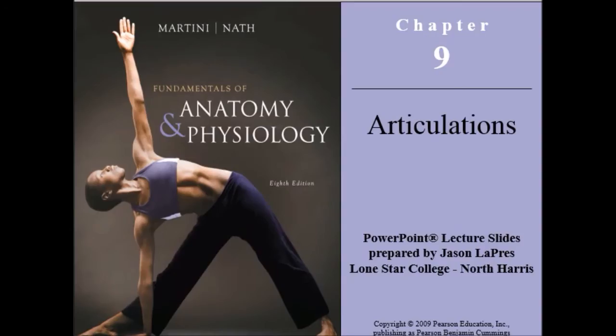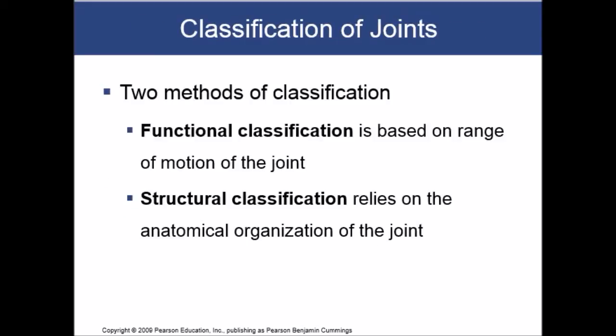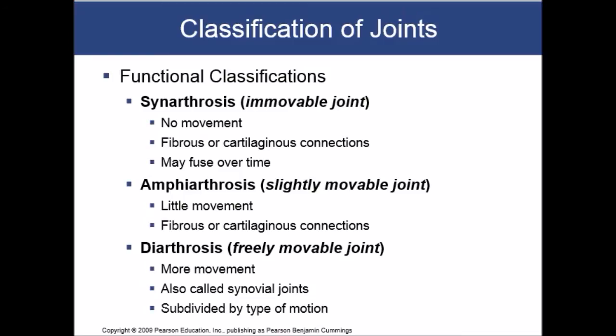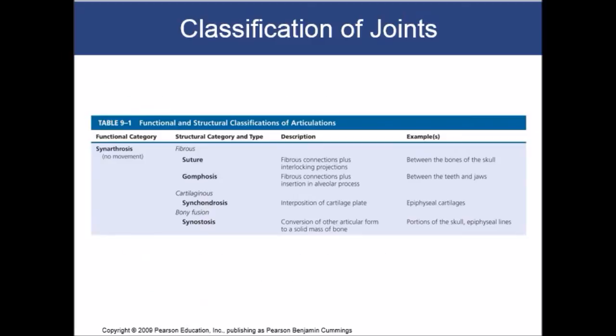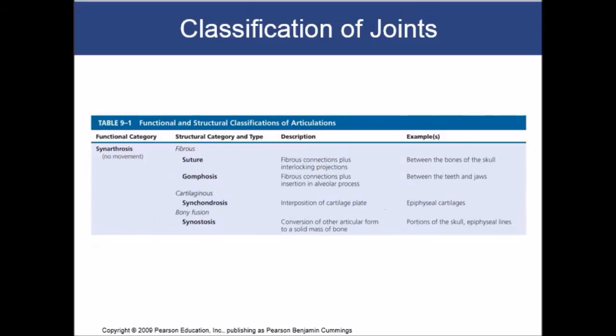Okay, chapter 9 is about articulations. This table will summarize everything for you. You have to memorize this table, repeat it as many times as you want. But you have to memorize this from all aspects. I can ask you what's gomphosis, what's synarthrosis, what's the degree of function, and what are the examples. You have to memorize it from all aspects, not just one way.